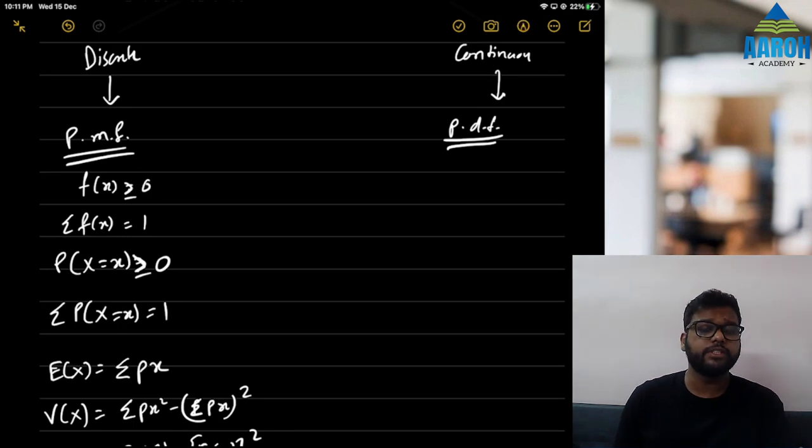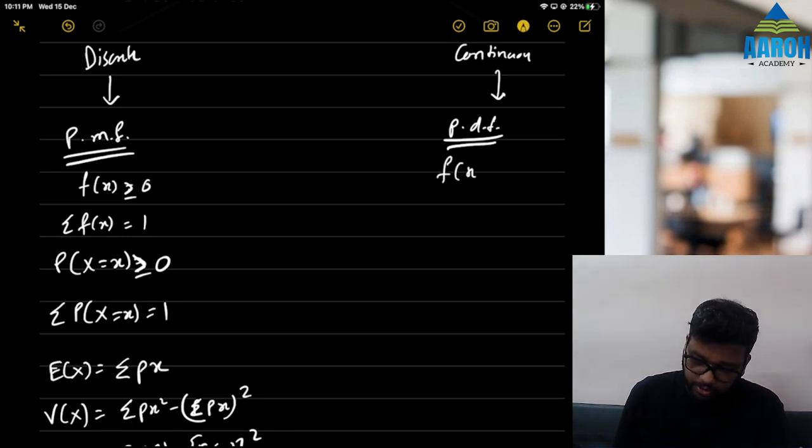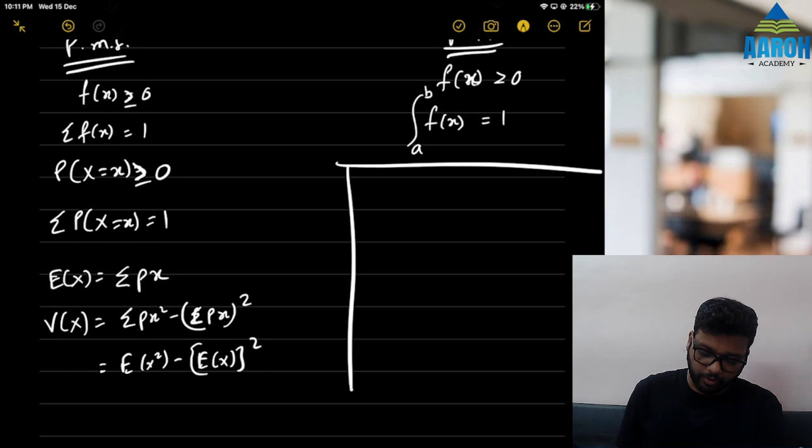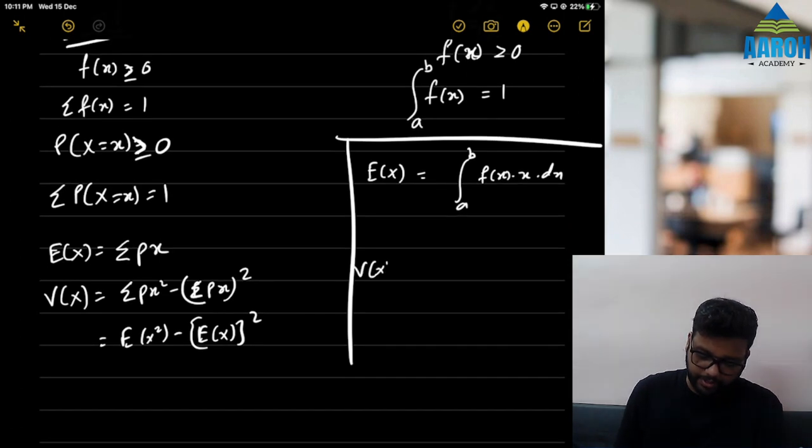In this case also the same two properties are there, that is f of x should be greater than or equal to 0, but the other property is not summation, it is integration of f x should be equal to 1 from lowest value to highest value of x. Fine. Then here also if we want to calculate E of x, it is the same thing, just instead of summation we use integration. So it is integration f x into x dx from lowest value to highest value, and variance is again the same, E of x square minus E of x bracket square.